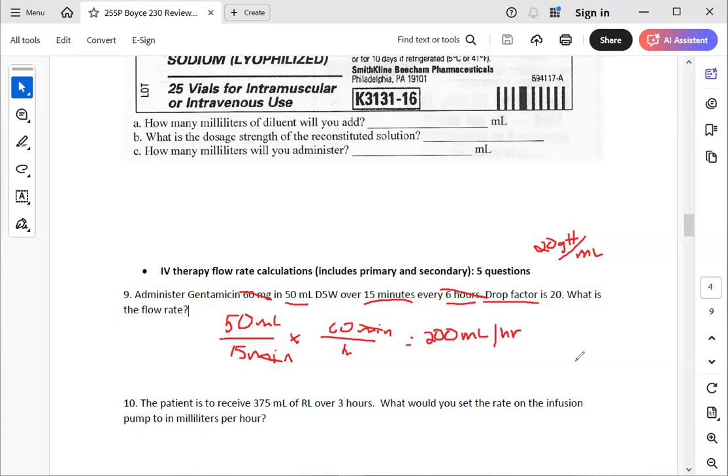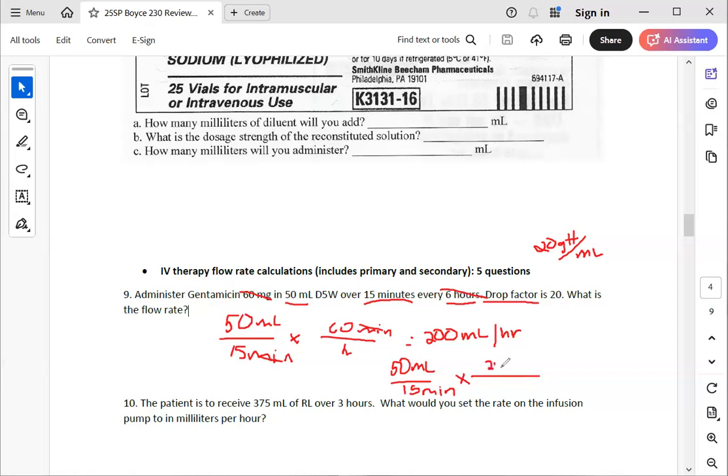But my assumption, like I mentioned before, is that if they give you a drop factor, then they probably want you to use that drop factor. Okay. Now, drop factor, or when you calculate a drop rate, it's actually in drops per minute. So we can actually skip the 60 minutes per hour step when we calculate the drop factor. So what I'm going to do is still use the 50 ml for 15 minutes, but instead of converting that to hours, I'm just going to multiply by the drop factor.